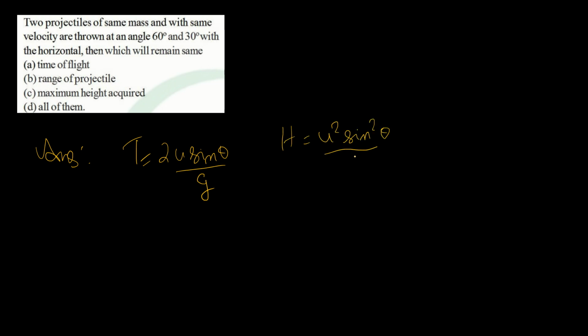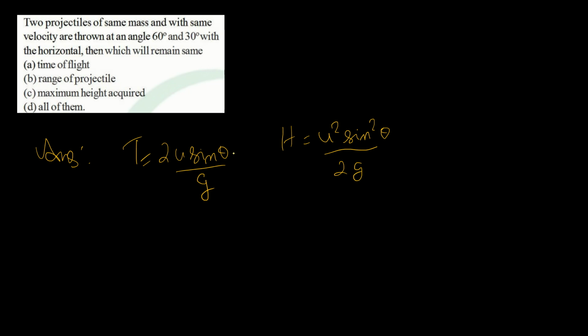Okay, this is a basic question. Let's use some common sense. First of all, we can use some option elimination here. You all know the equations related to all of these, right? Time of flight, range of projectile, maximum height. Let us consider the equation for time of flight. We know that t is equal to 2u sine theta by g, right? What about maximum height? H is equal to u square sine square theta divided by 2g.